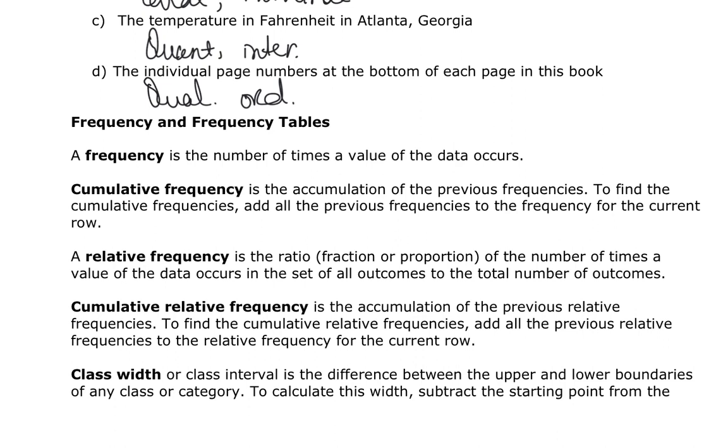Cumulative frequency is the accumulation of all the previous frequencies. To find cumulative frequency, we're just going to add the previous frequency to the current frequency that we're looking at in that row. Relative frequency is a ratio. It's a fraction or proportion of the number of times a value of the data occurs versus the total number of outcomes.